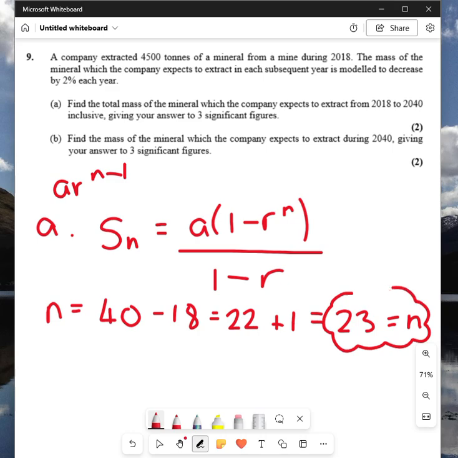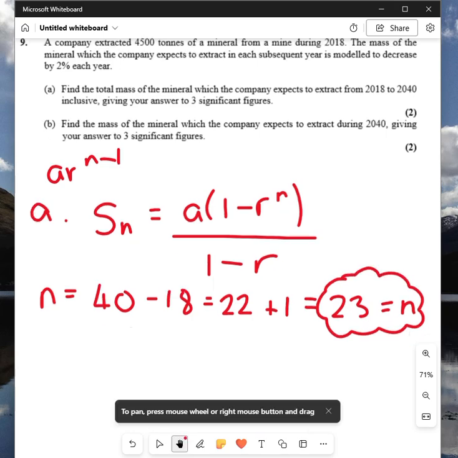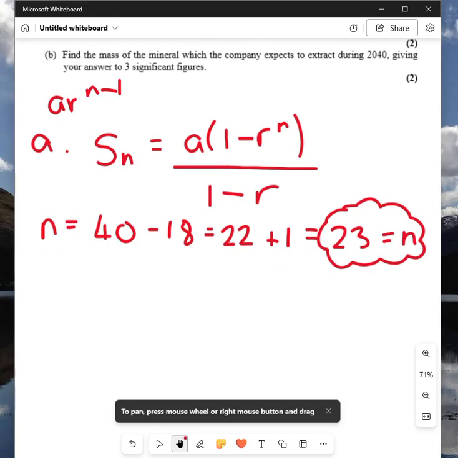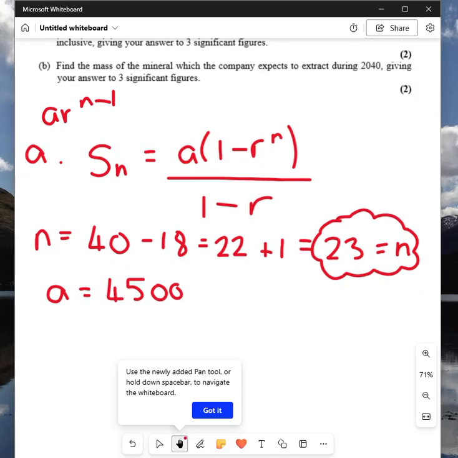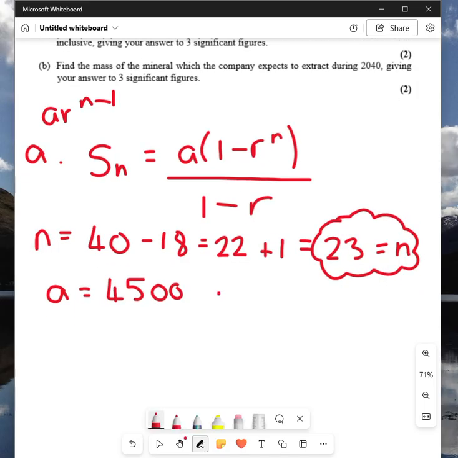I know it's a bit hard to get your head around sometimes. But n is 23 because we want to include that initial year of 2018 as well. So then it's just a case of plugging it in the formula. Let's also define what our other values are. So A is the first term in our sequence, which is 4,500. Yes, it is. And then the common ratio is what we're multiplying by each time. That is the percentage multiplier of 0.98, which is associated with a 2% decrease.